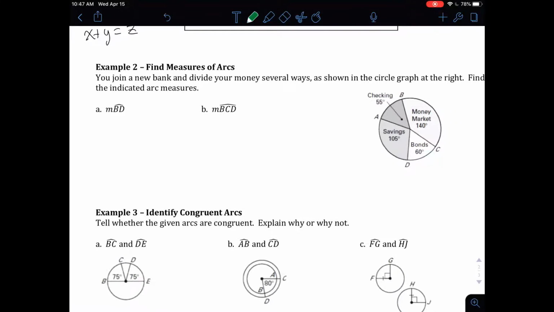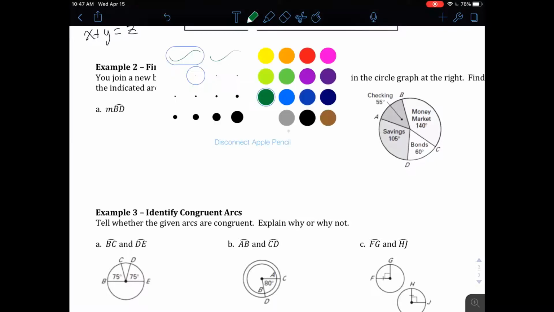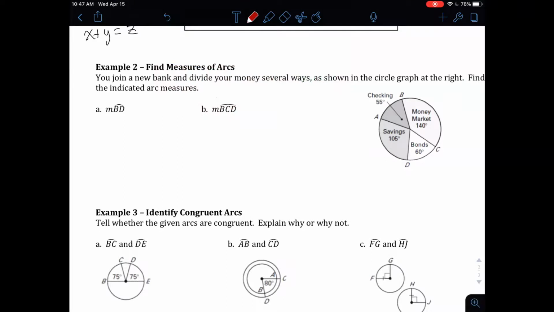Which one should we do? All right. Well, we'll do example A together here. So we're looking for the measure of arc BD. Well, BD goes all the way around like this, and you see it has C within it. Actually, wait. It's a minor arc, though.